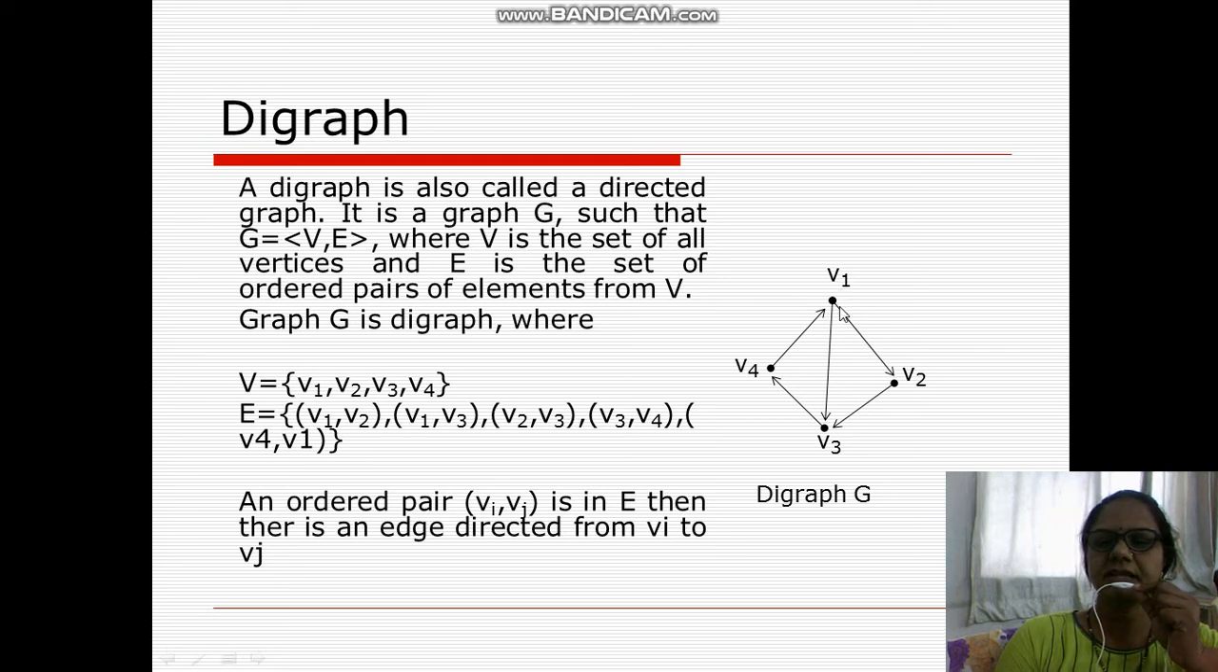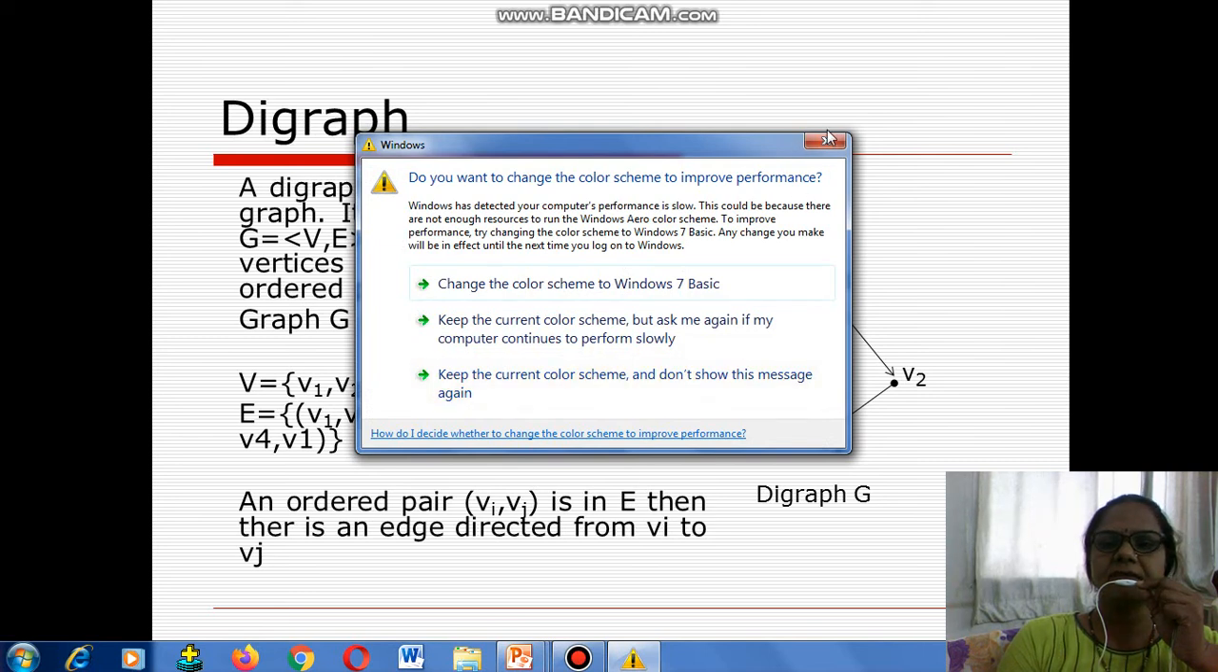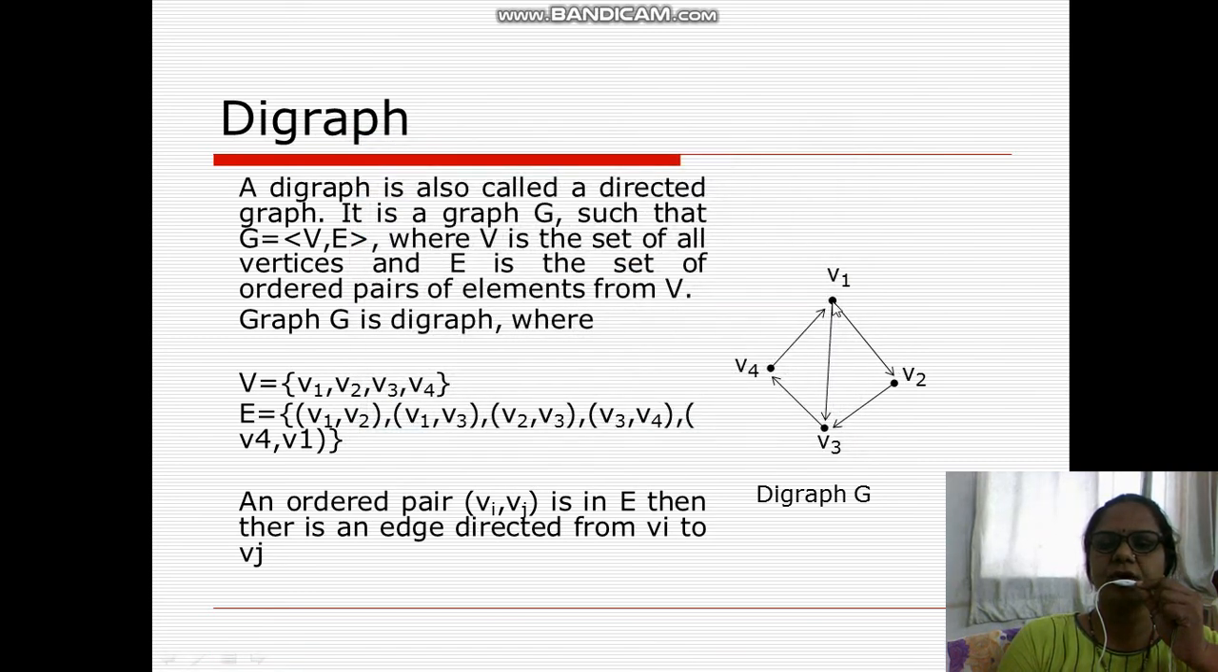Here the graph is having the directions specified. See, V1 to V2 there is a direction specified. From V2 to V3 there is a direction specified. Again from V1 to V3 the direction is specified. From V3 to V4 and from V4 to V1. See, the edge E is written like this, V1 to V2. The direction is V1 to V2, so we cannot write this as V2 comma V1, because the direction is from V1 to V2. So we need to write V1 first, followed by V2.